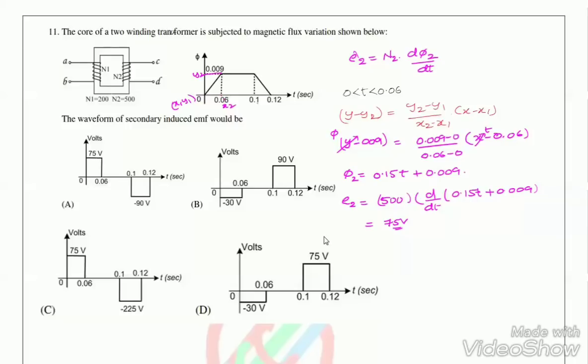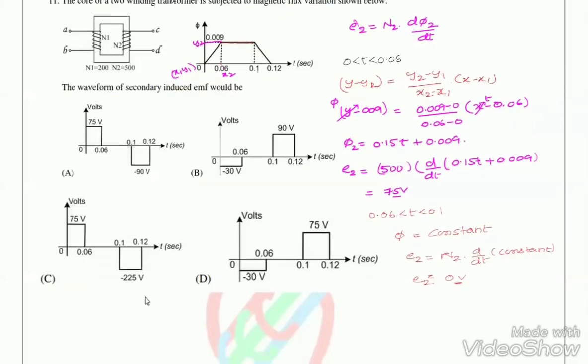In the second case we will see the interval 0.06 less than t less than 0.1. During this interval the flux is constant, so E2 is N2 into d by dt of a constant, which is going to be 0, so E2 is 0 volts here.